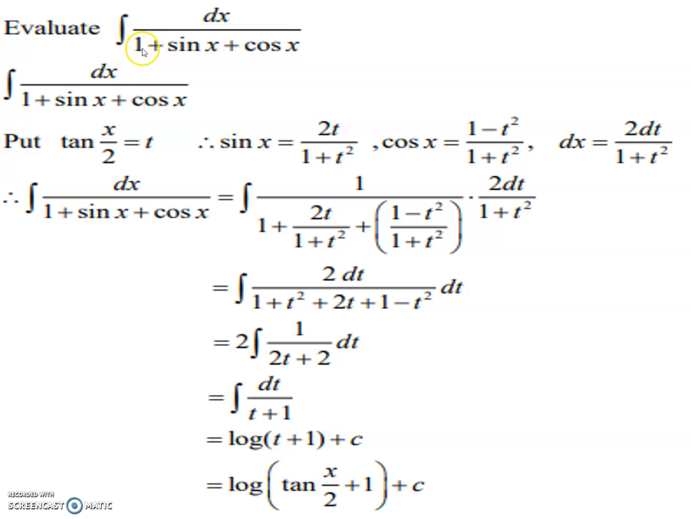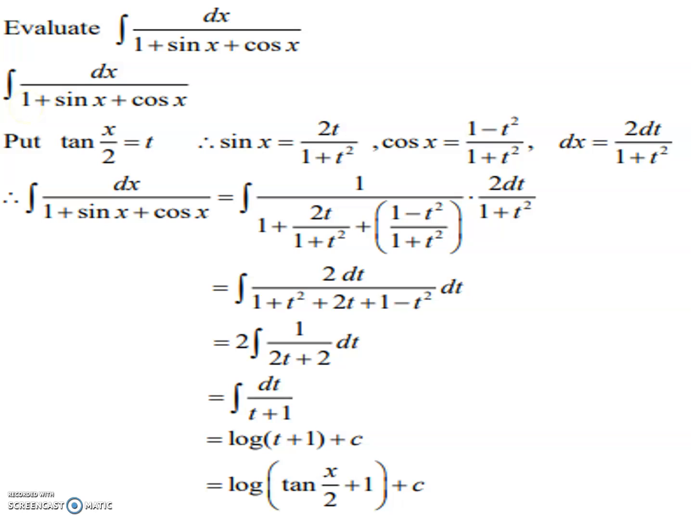Let us take one more example. Integration dx upon 1 plus sin x plus cos x. So put tan x by 2 is equal to t, sin x is equal to 2t upon 1 plus t square, cos x is equal to 1 minus t square upon 1 plus t square, dx is equal to 2 dt upon 1 plus t square. Now, both terms are available. Be careful, the constant term must be there.